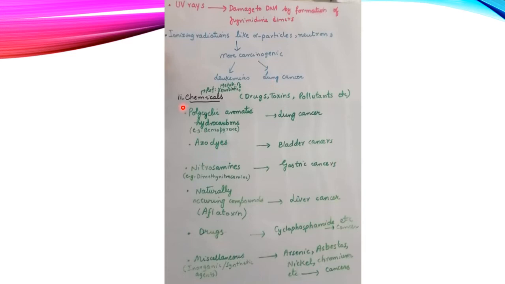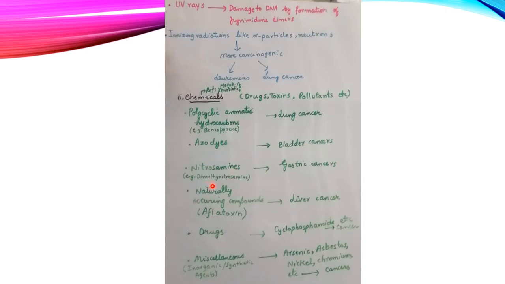Then the second most important cause of cancer is chemicals, or chemical-induced cancer, chemical carcinogenesis, or chemical oncogenesis. Drugs, toxins, pollutants, and many other xenobiotics may act as chemicals and result in cancer development. For example, polycyclic aromatic hydrocarbons, or PAHs, for example benzopyrene, are involved in the development of lung cancer. Then azo dyes are involved in the development of blood cancers.